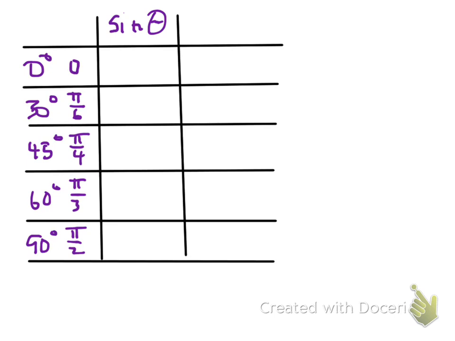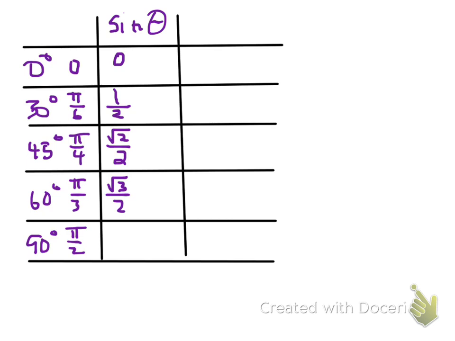From up atop, what's the sine of 0? It's 0, right? Sine of 30 degrees, it's 1/2. Sine of 45 degrees, square root of 2 over 2. Sine of pi over 3, 60 degrees, square root of 3 over 2.